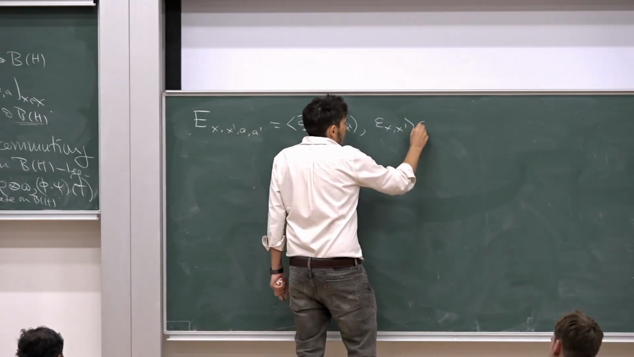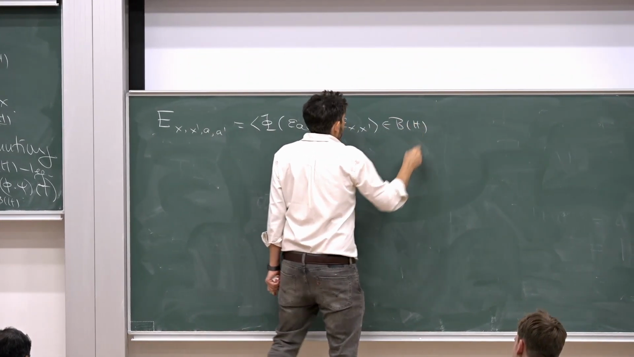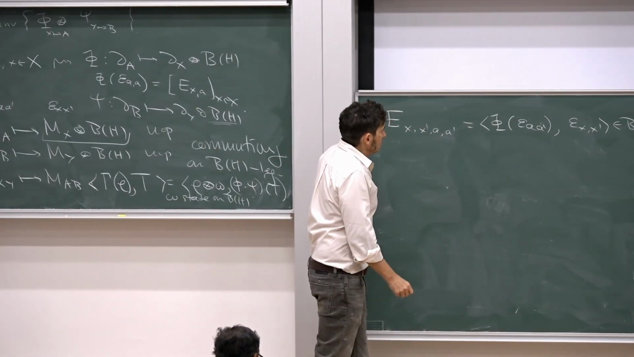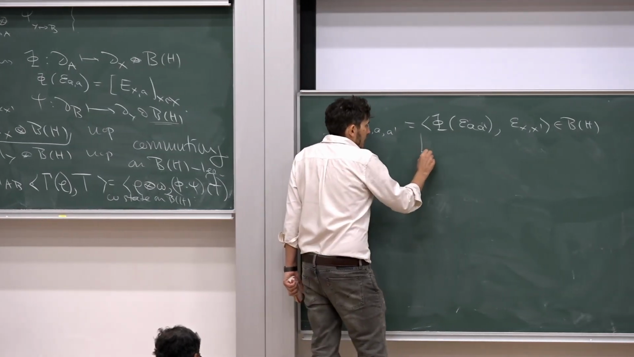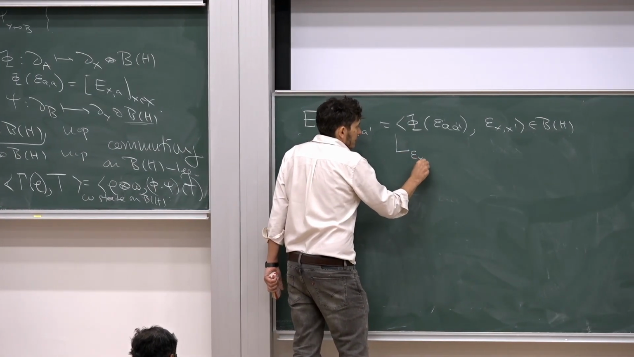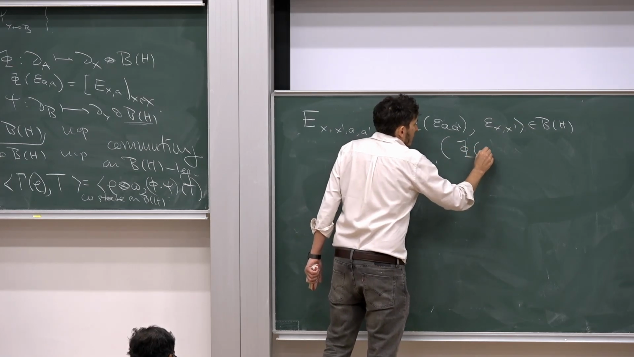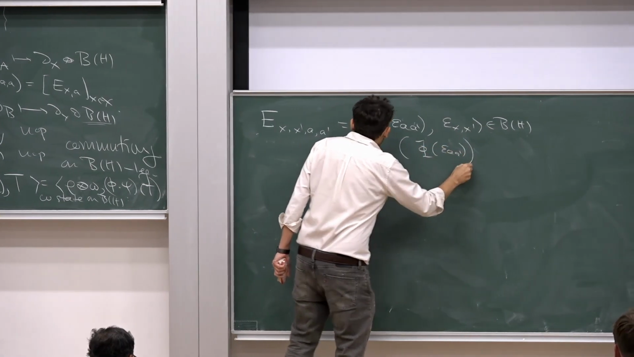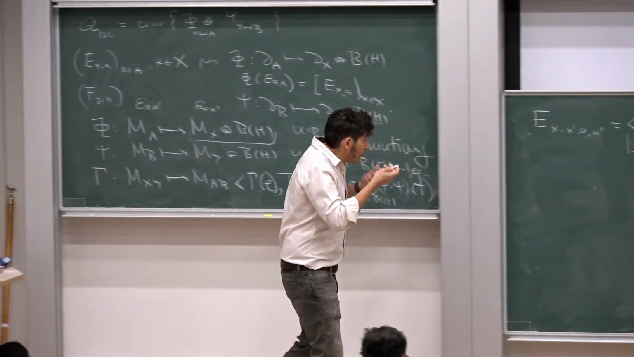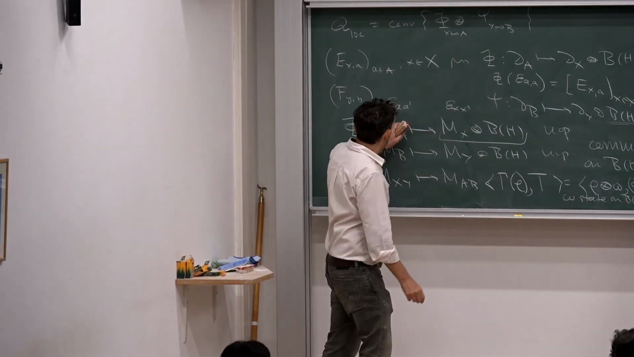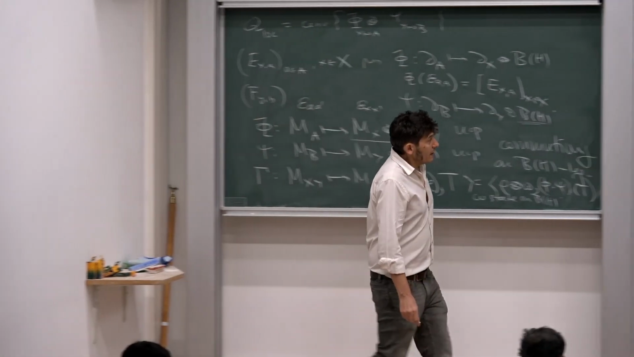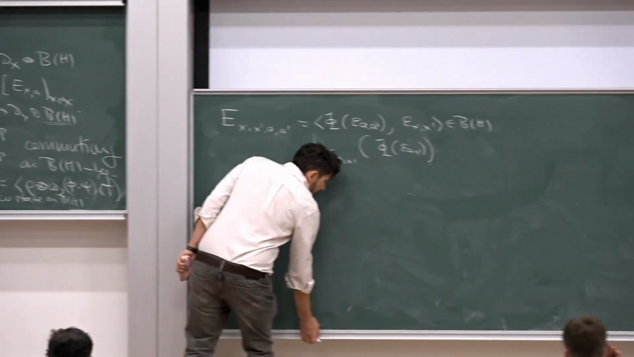But that will be an operator thing, B of H. Right? So yes, it's a slice, if you wish, a left slice or right slice of this functional applied to this operator. So this is something that depends on the operator coefficient corresponding to x prime, A prime. That's something in B of H.